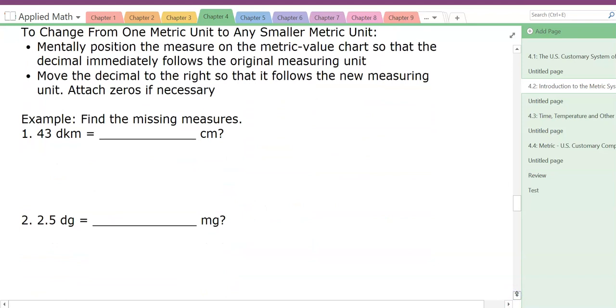So let's take a look at how this works. Number 1, I have 43 DKM. DKM stands for deca, so decameters here. So we have 43 decameters, and I'm trying to go to centimeters.